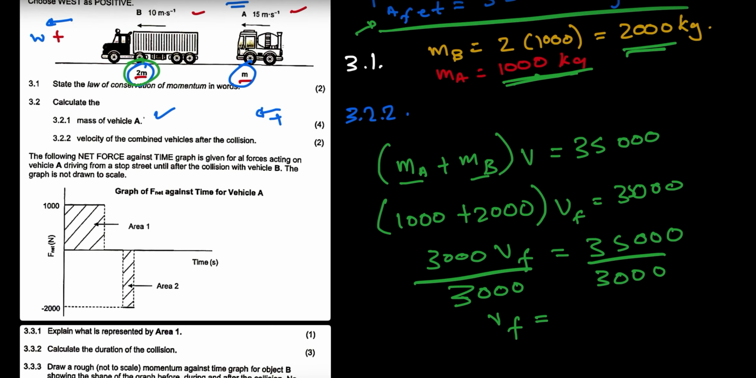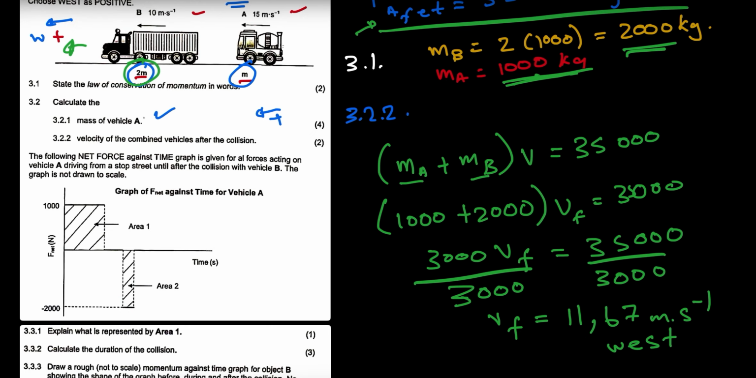Now if we put this in our calculator, we say 35,000 divided by 3,000. We get the answer as 11.67 meters per second. So both of the objects are going to go where? They are going to go to the west. So we're going to say this velocity is 11.67 west. Remember, you must indicate that direction. That will be the velocity of the combined object after the collision.